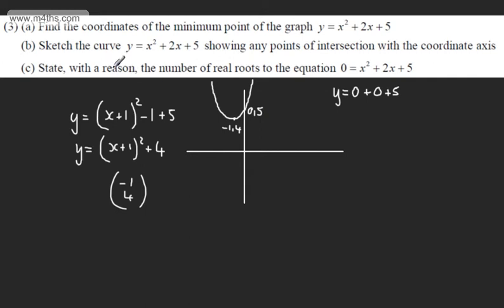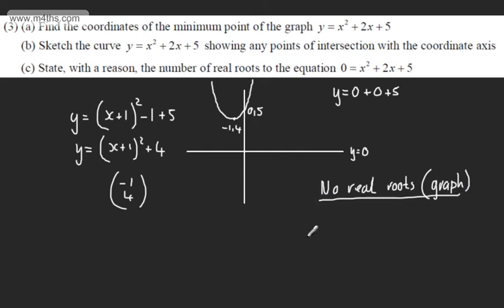In part C, we need to state with a reason the number of real roots to the equation 0 is equal to x squared plus 2x plus 5. This is where y is equal to 0. We can see that there are no real roots. You can make reference to the graph. If we've got real roots, this particular graph will either touch or pass through the x-axis. So we can say no real roots, and we can state that this is from the graph and that it doesn't cross the x-axis, or we can use the discriminant.